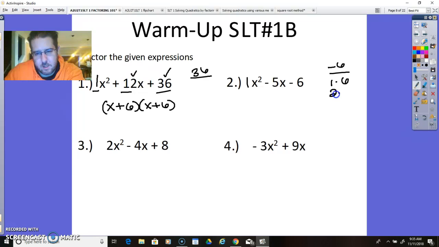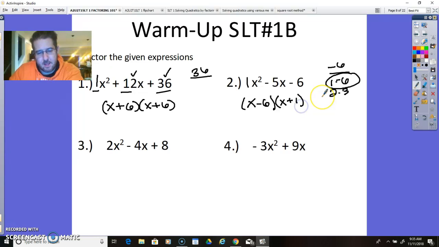Alright, so 1 times negative 6 is negative 6. Factors of 6 are 1 and 6 and 2 and 3. Remember, one of these numbers has to be a negative. It's this one, and the 6 has to be the negative one, because if this is negative on the inside, it has to add up to a negative. So the only way it's going to add to a negative is if that negative is the bigger one.